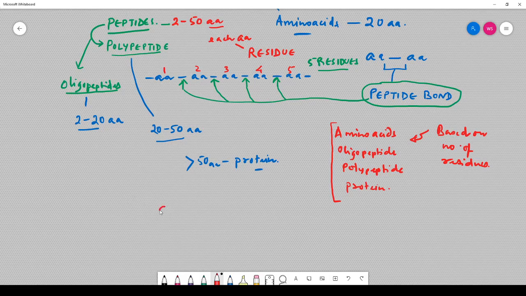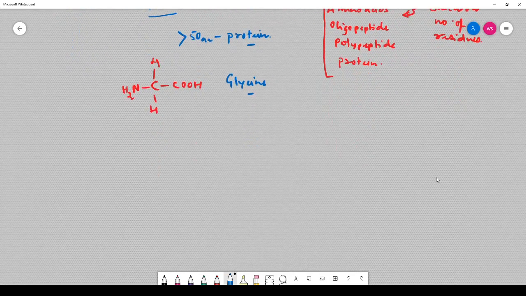So amino acids would have a structure like this, and I have drawn the simplest amino acid. Okay, so the simplest amino acid is, we know, glycine.